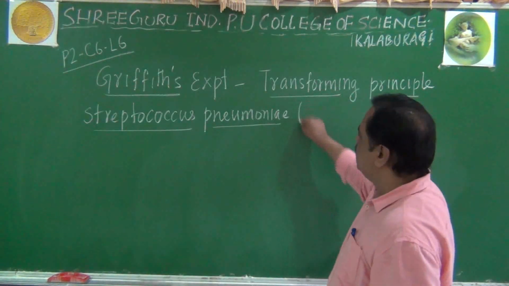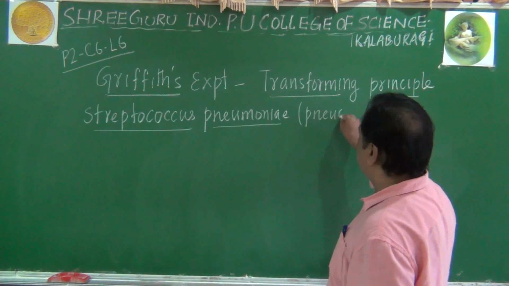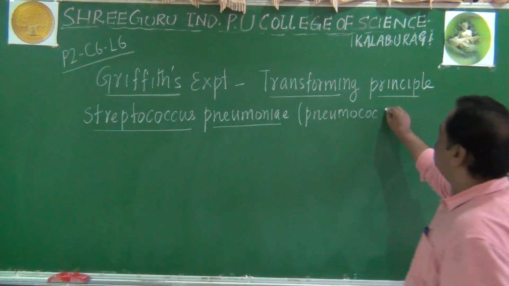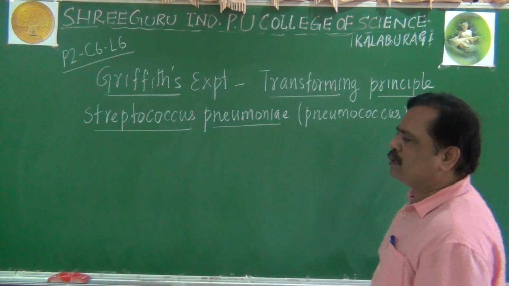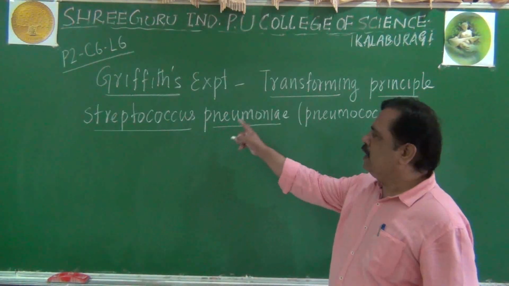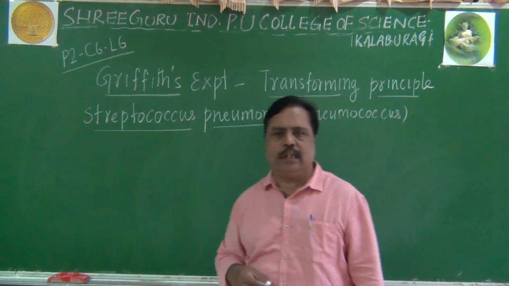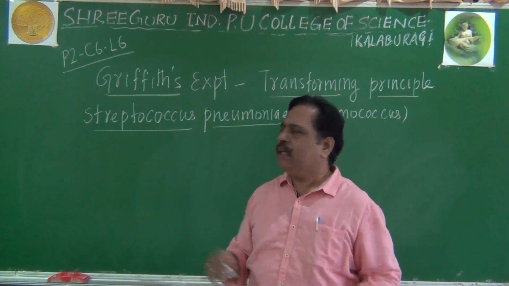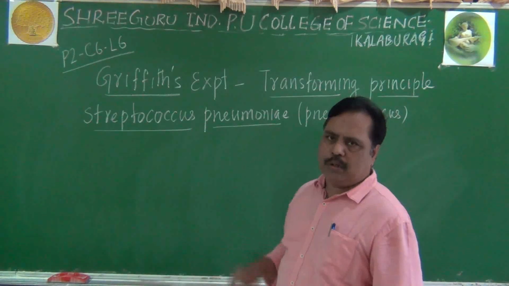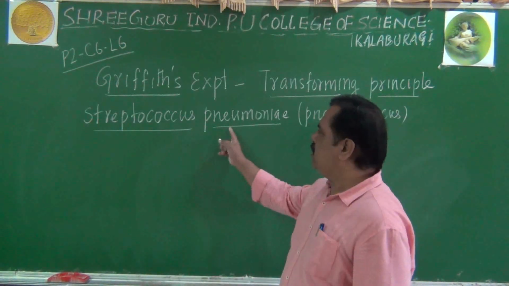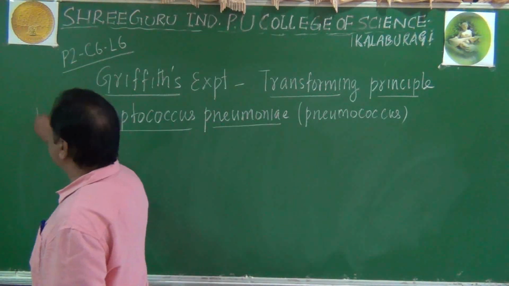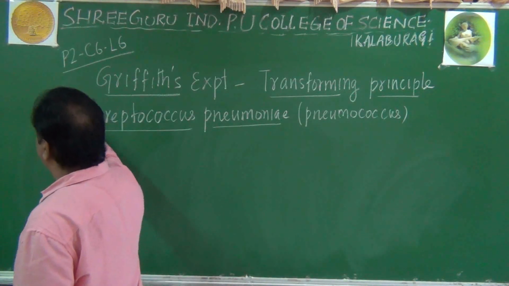This bacterium is otherwise known as the pneumococcus bacterium also. Coccus, you may be remembering this word. Coccus refers to spherical shaped bacteria. The bacterium which infects our body or the mammalian body and causes a lung or respiratory disorder known as pneumonia is Streptococcus pneumoniae. Remember, this is a bacterium.